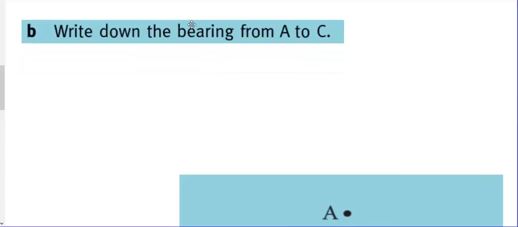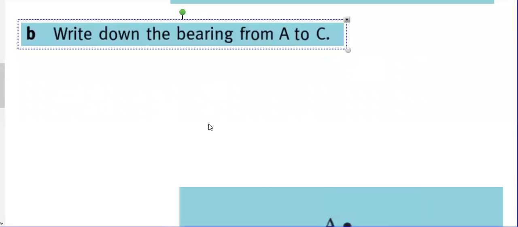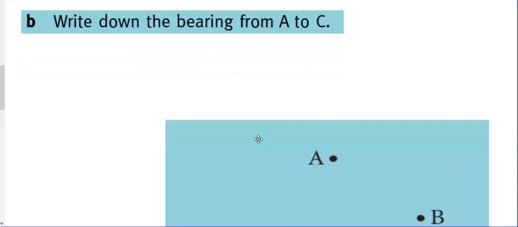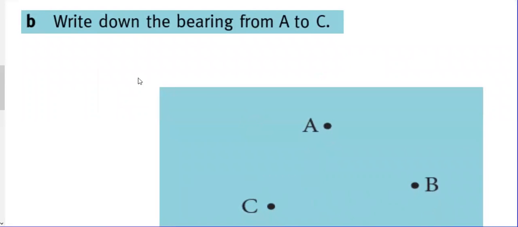We still have the same diagram. Okay, so this is the diagram, and the question is part B. Write down the bearing from A to C. The bearing from A to C.